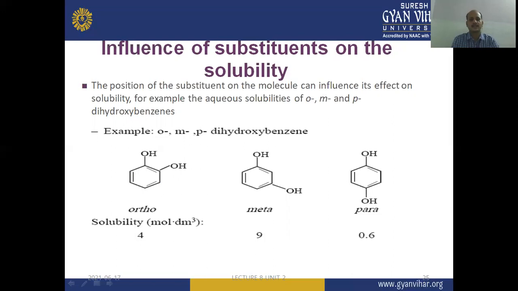So you can see here the solubility in mole per dm cube. The ortho has 4 mole per decimeter cube, meta is 9 and para has 0.6. So we can conclude that the meta group has higher solubility than the ortho and para.